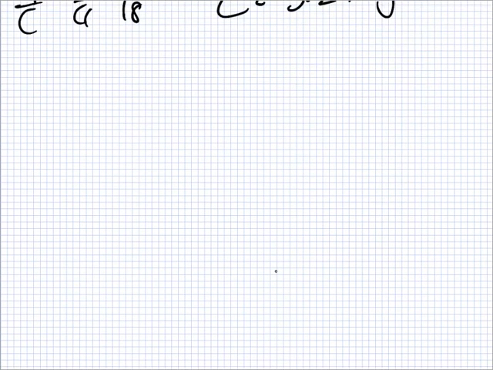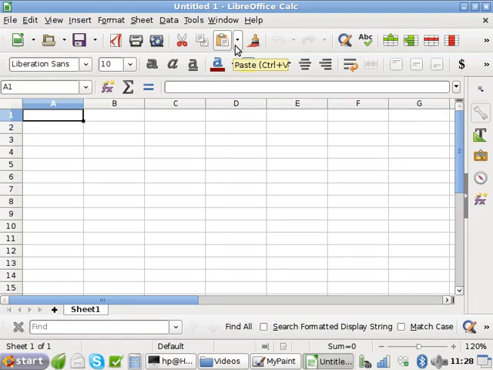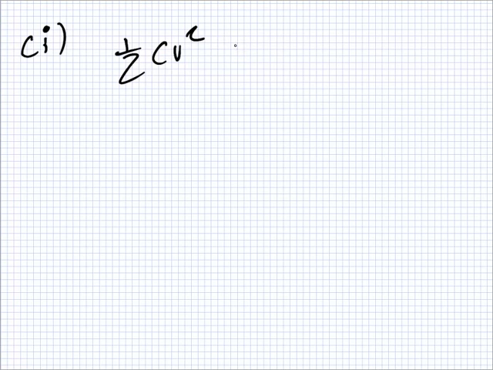C is pretty straightforward. Yeah, it's a half CV squared. Now, is it the C from the last part? No, actually you don't need to use this formula because they give you the Q.